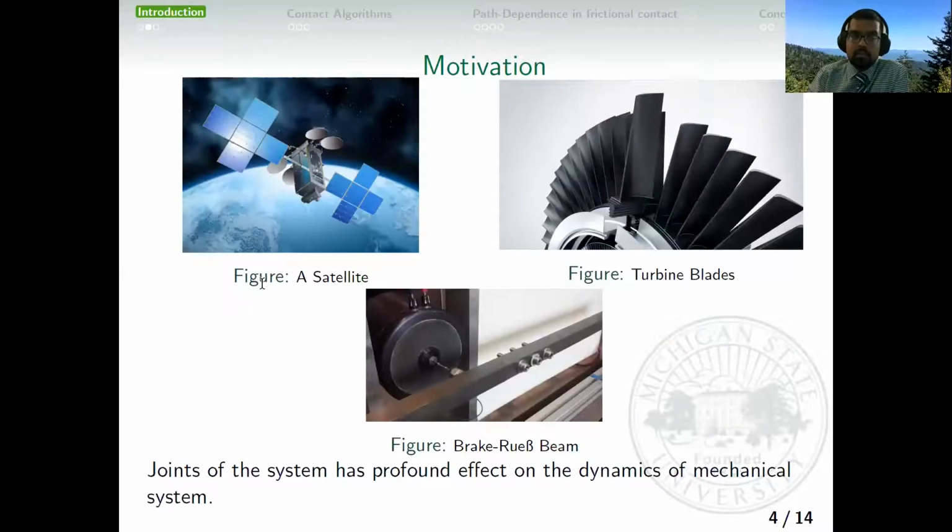Satellites and turbines are very important examples where the joint dissipation and stiffness nonlinearity is very important and creates critical issues. Below is the example of the Brake-Roisby, which is one of the simple joint models which people use for experiments.